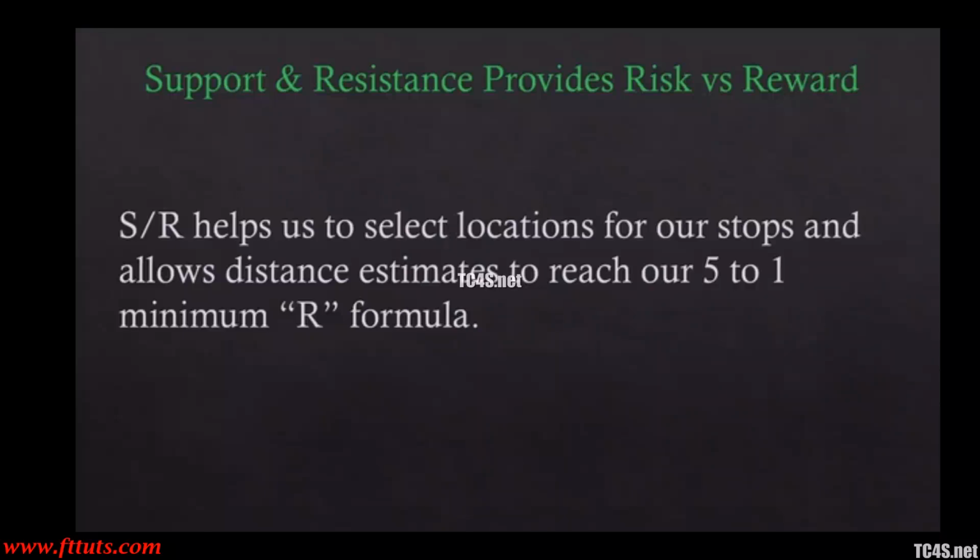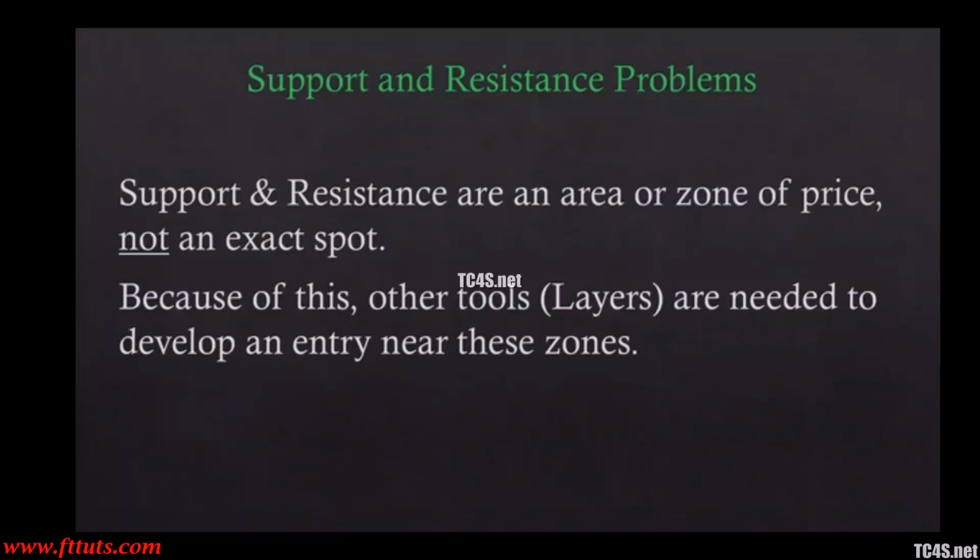Support and resistance provides our risk reward. This helps us to select locations for our stops that allow the distance estimates to reach our 5-to-1 minimum formula. Support and resistance we have done here is on a horizontal basis. We're going to find out that it isn't just a horizontal basis. There is a problem with support and resistance that I need you to understand.